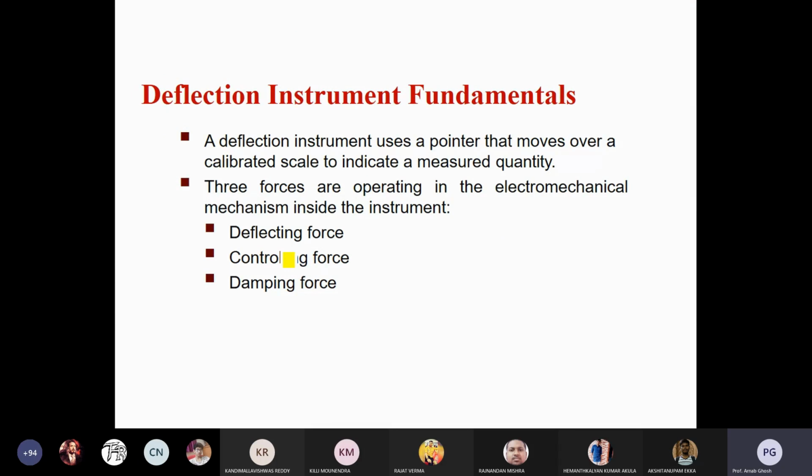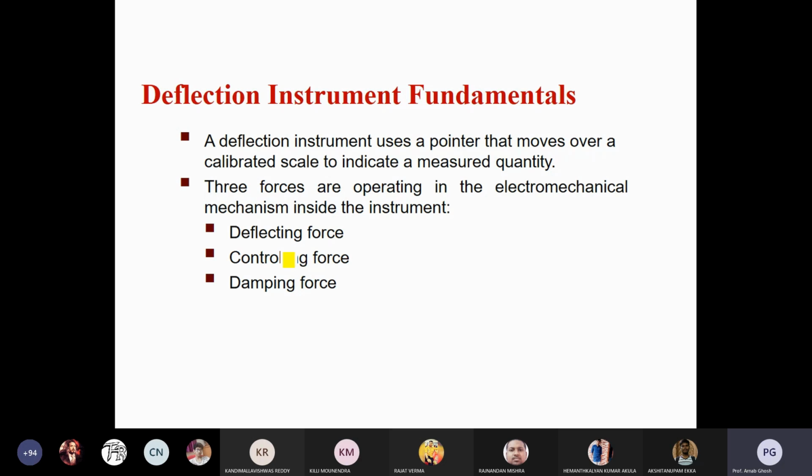So in the ideal case the deflecting torque is equal to the controlling torque. The spring is there for providing that value. Finally, the damping force. So the first one is the deflecting force, the second one is the controlling force, the third one is the damping force. There is a relation between torque and force, so you can easily calculate the torque: deflecting torque, controlling torque, and damping torque. What is the purpose of the damping force or damping torque?